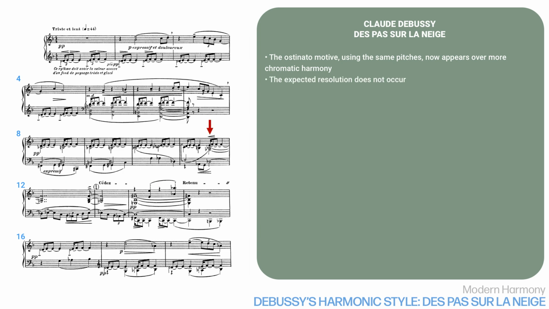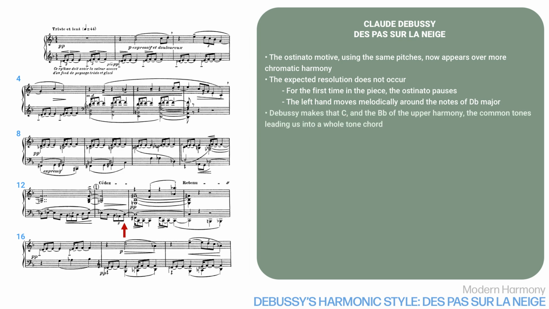Instead, in measure 11, we arrive at a G flat 7, and for the first time in the piece, the ostinato pauses, while the left hand moves melodically around the notes of D flat major, without a clear arrival in that key. Then the melody pauses on C, at the end of measure 13, and Debussy makes that C and the B flat of the upper harmony the common tones, leading us into a whole tone chord.